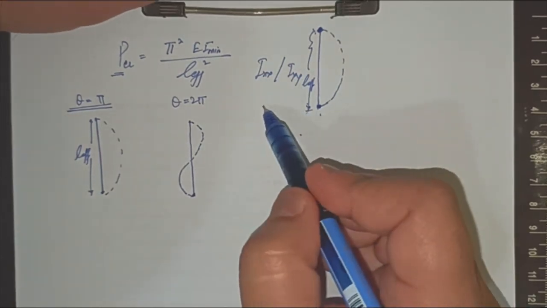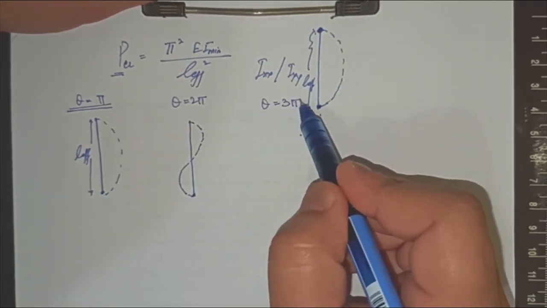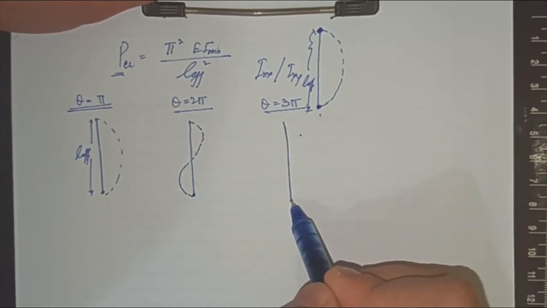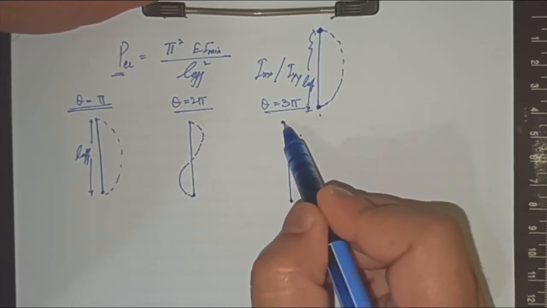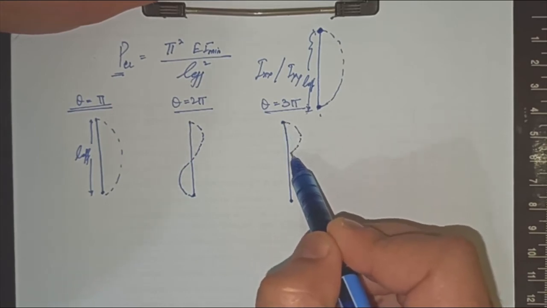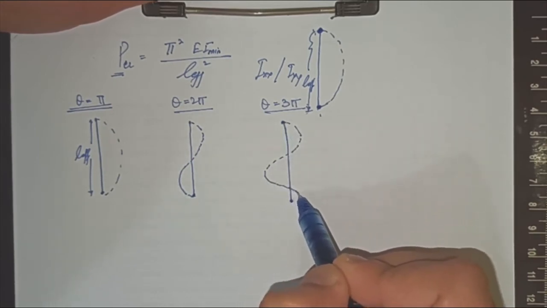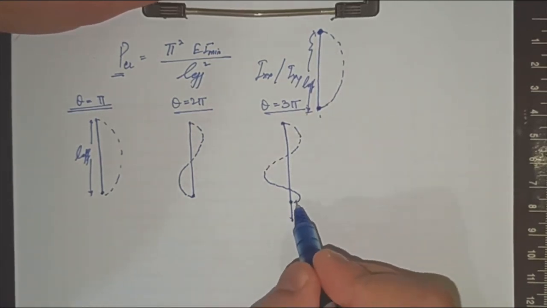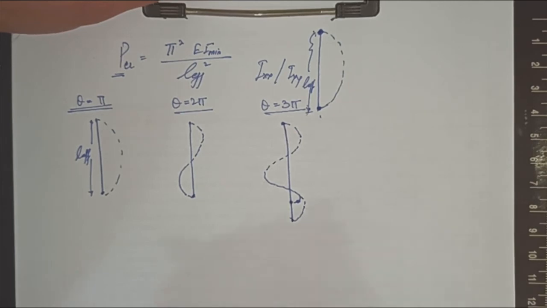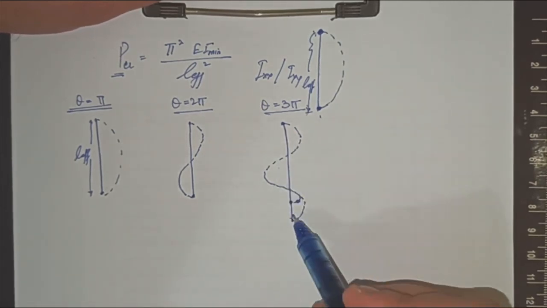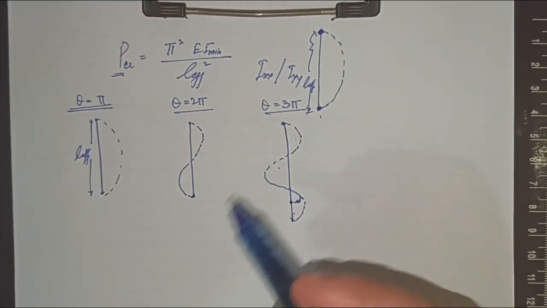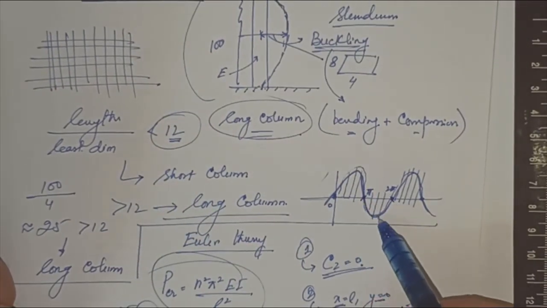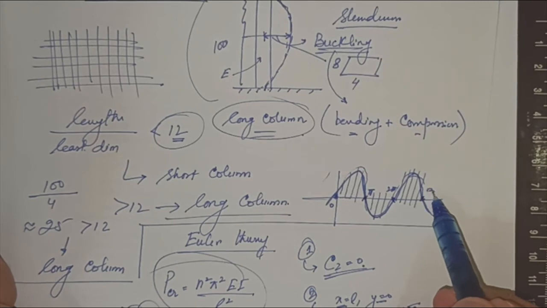In a similar way, for theta equals 3 pi, the buckling nature will again show a sinusoidal nature of the sine curve. It has 3 crests and troughs, like we have in this case, 1, 2 and 3 for the 3 pi.